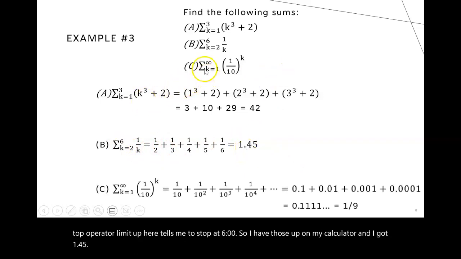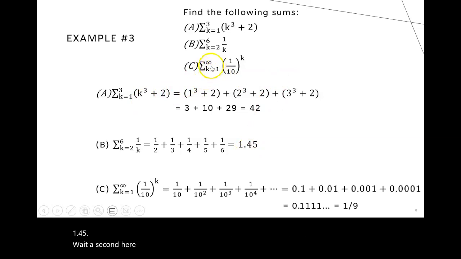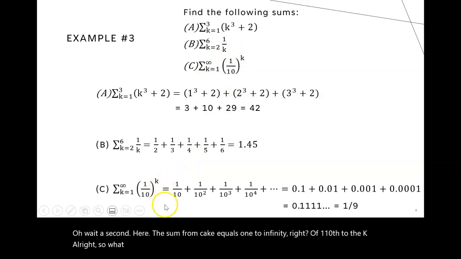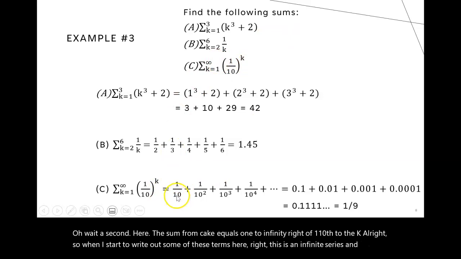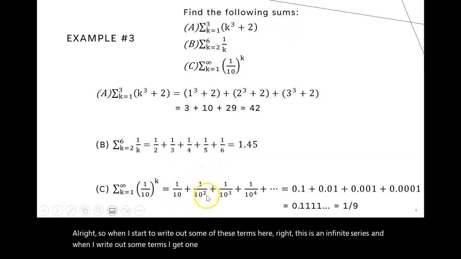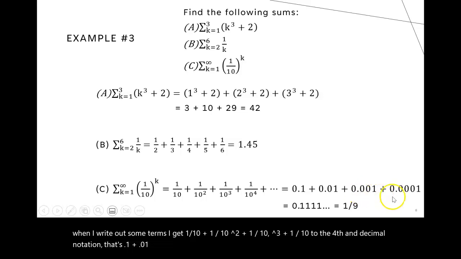Ooh, wait a second here. The sum from k equals 1 to infinity of 1/10 to the k. When I start to write out some of these terms, this is an infinite series. I get 1/10 plus 1 over 10 squared plus 1 over 10 cubed plus 1 over 10 to the 4th. In decimal notation, that's 0.1 plus 0.01 plus 0.001 plus 0.0001.